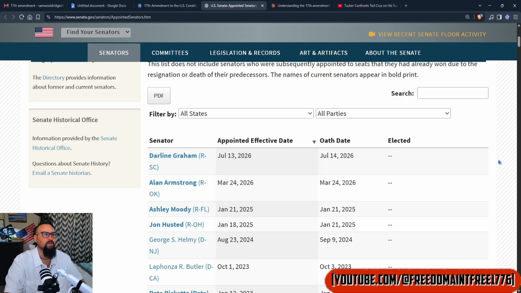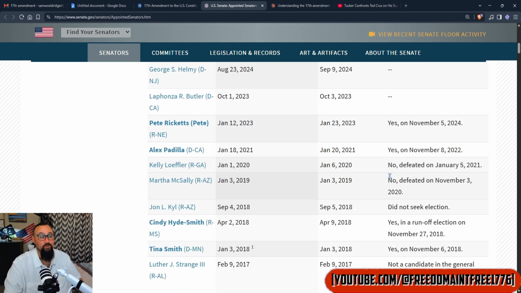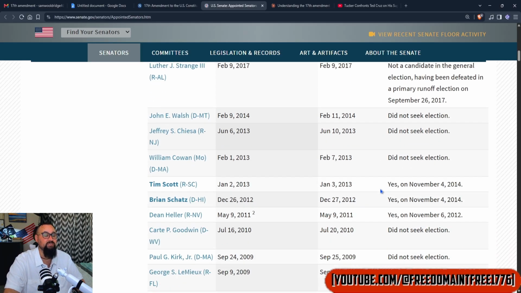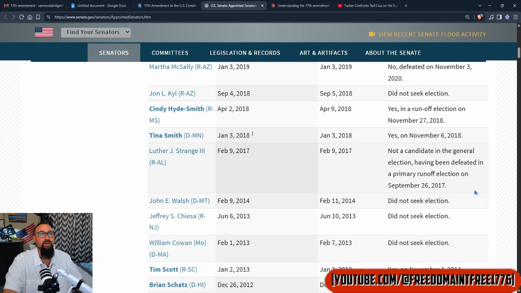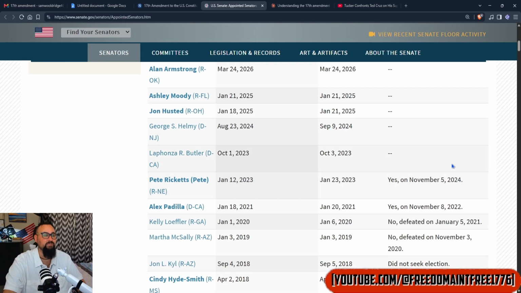Won't be the last. We've had two happen in 2026. Alan Armstrong from Oklahoma, also from this year. Two last year, one in 24, two in 23, one in 21, one in 20, one in 19. So this is not a new thing at all. And then notice over here on the side, it lets you know if they do get elected.